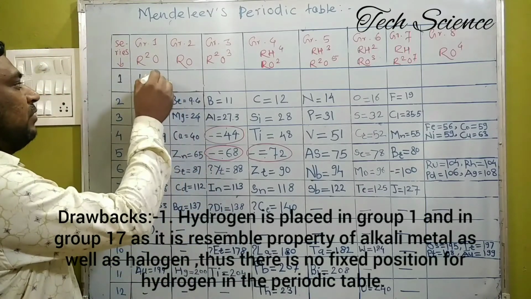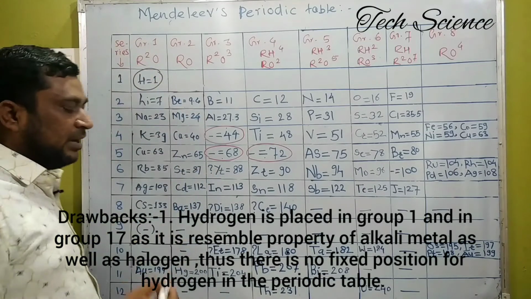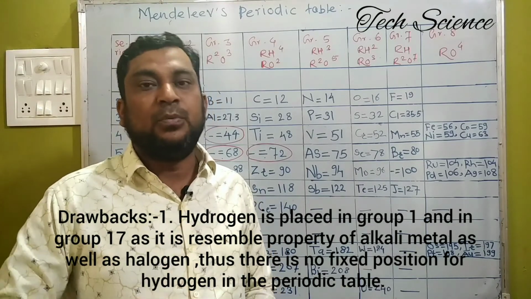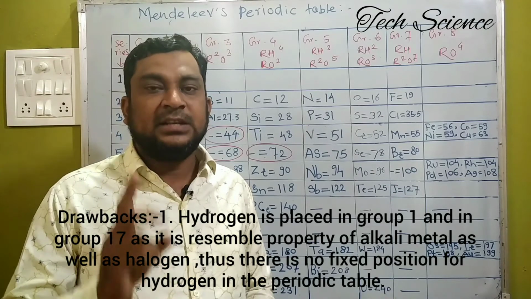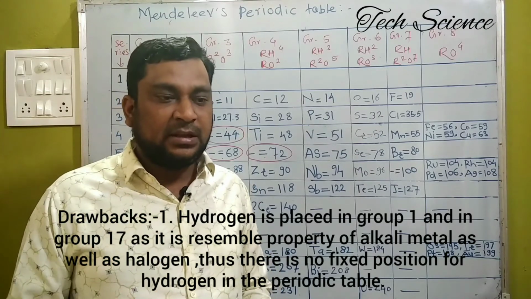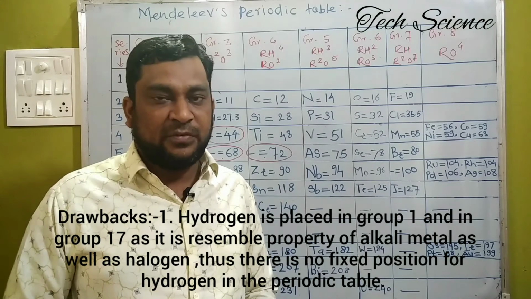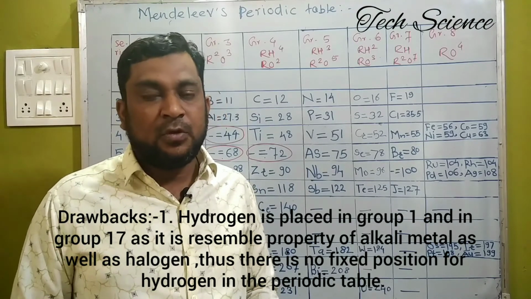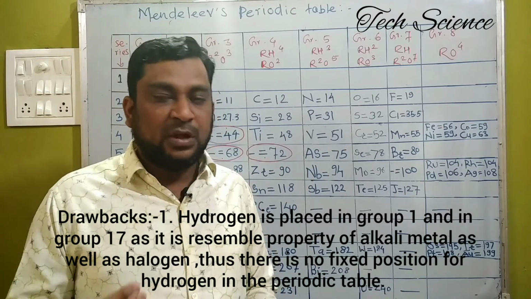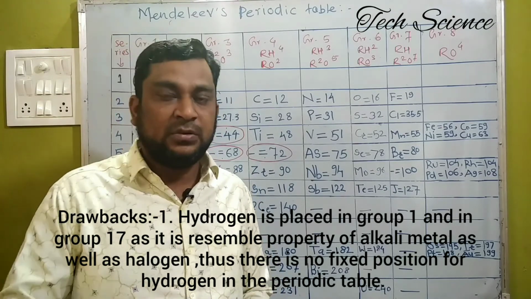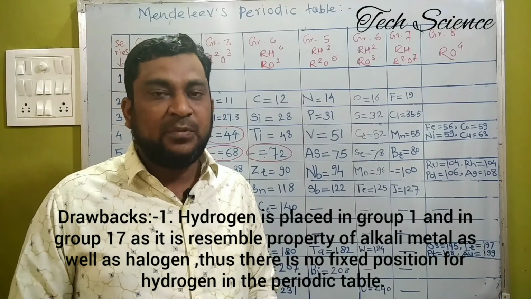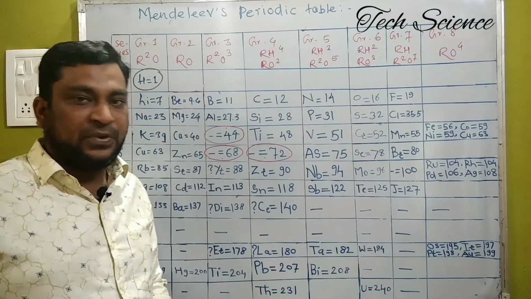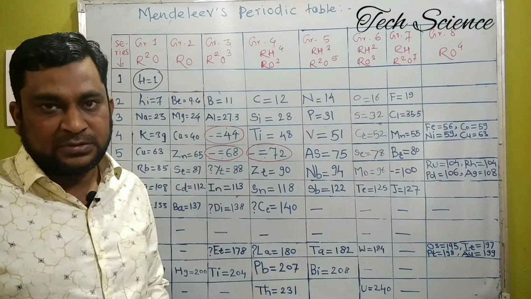Observe here, the position of hydrogen right now is given in group number 1, just like an alkali metal. But remember, hydrogen resembles the properties of both alkali metals and halogens. So there is a confusion or ambiguity about where exactly you have to place hydrogen. If you place it in the alkali metal group, what about the halogen? And if you place hydrogen in the halogen group, then why not the alkali metal? This ambiguity was not solved by Mendeleev. The position of hydrogen is not fixed by Mendeleev's table.